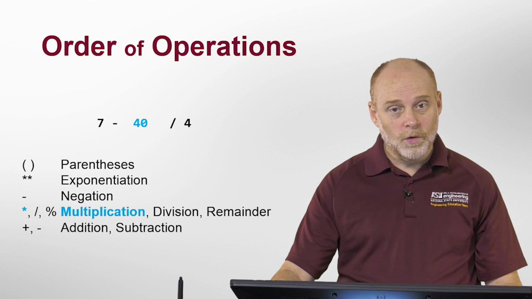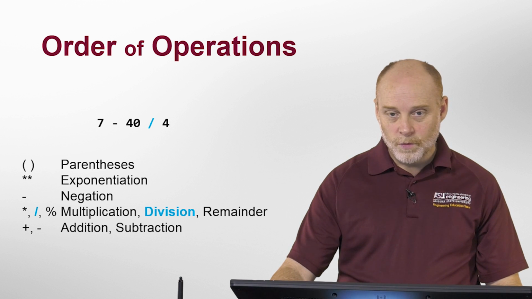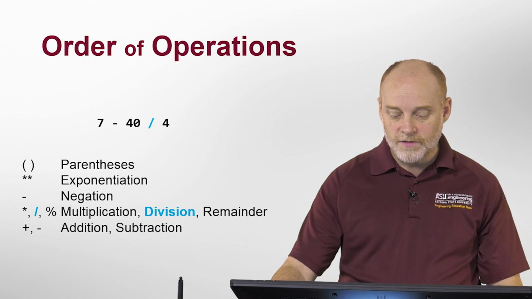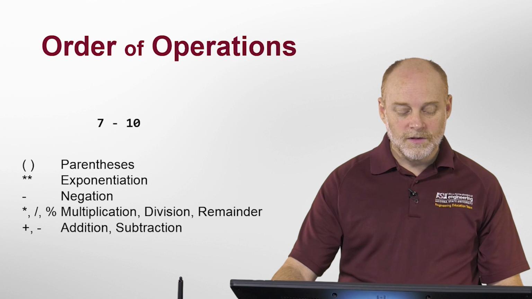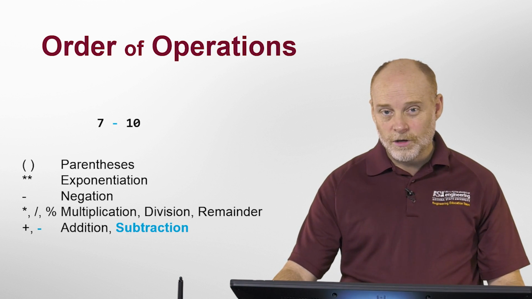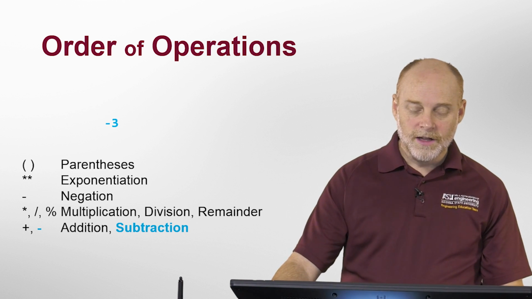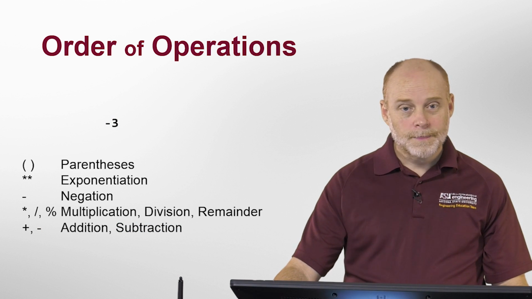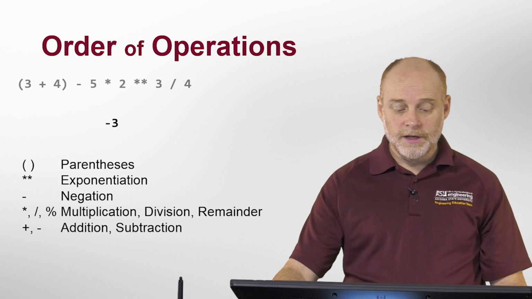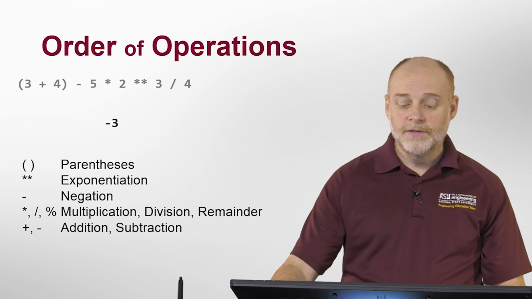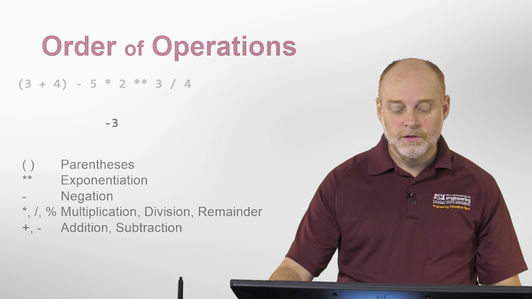5 times 8 being 40, the expression simplifies, and we continue this process, and we can now do the division operation. 40 divided by 4 evaluates to 10. The expression simplifies to 7 minus 10. There's only a single operator left. It's the subtraction operator. 7 minus 10 evaluates to a negative 3. And we're finished. This complex expression, 3 plus 4 in parens minus 5 times 2 to the power of 3 divided by 4, will all evaluate to a negative 3.